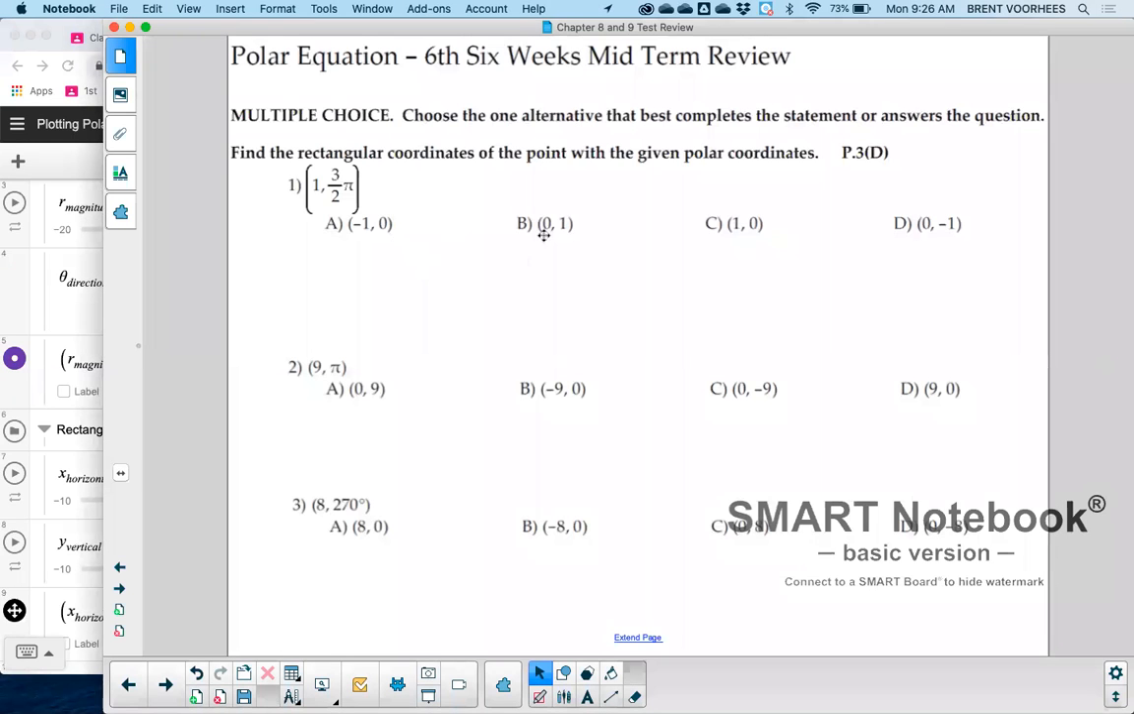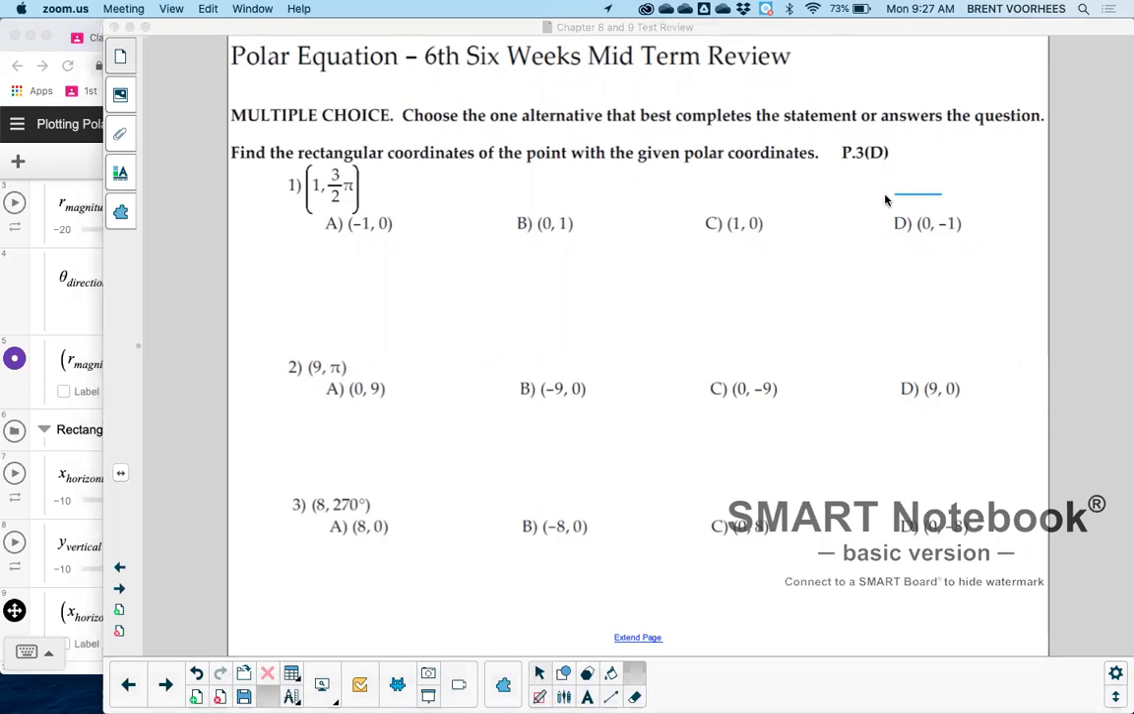The answer would be 0, negative 1. So the answer in this one would be D. Let me see how well this will write. I have not used this zoom tool before. There we go. And so that's the answer to number 1.